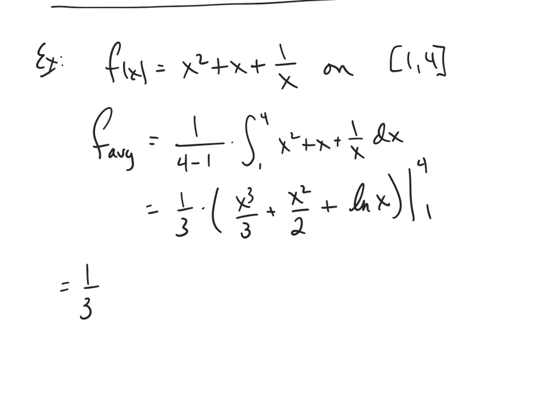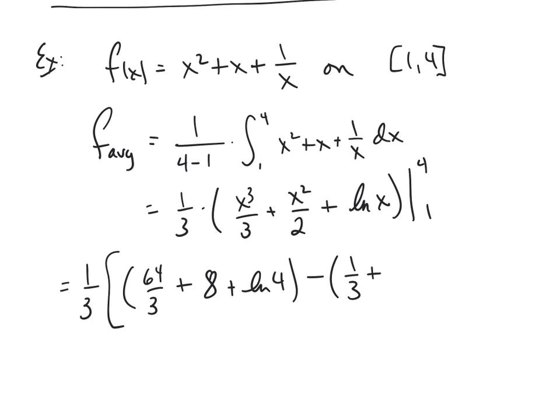I'm just going to put the 1/3 in front so we only have to multiply by that one time. And now everywhere I see an x, I'm just going to put in 4. So 4 to the third over 3 plus 4 squared over 2 plus the ln of 4, minus, now everywhere you see an x, put in 1 to the third over 3 plus 1 squared over 2 plus the ln of 1.